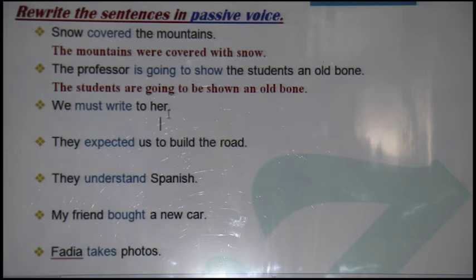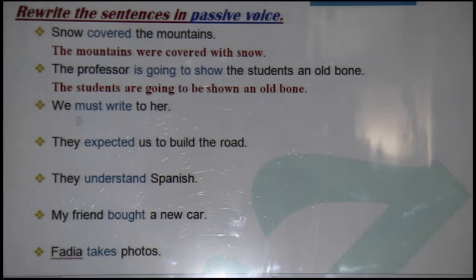We must write to her. Pay attention. Here, the object is an object pronoun. Why? Because I have a preposition, and after prepositions and verbs, we always use the object pronouns. And in the beginning of the sentence, we use a subject pronoun. So here we need to convert this object pronoun. In the case of the subject, we need she. So we must write to her, she.